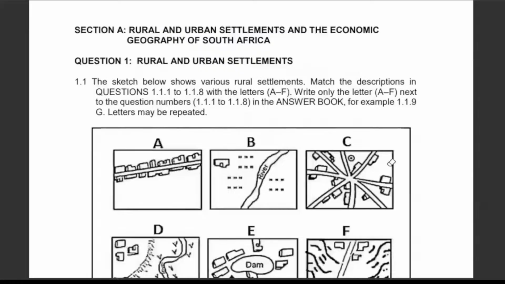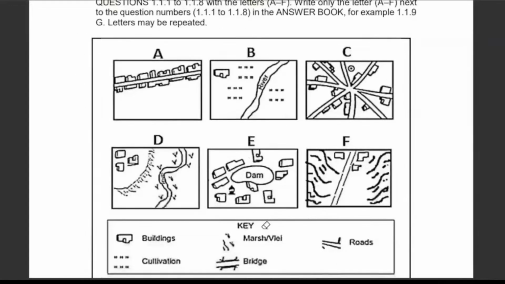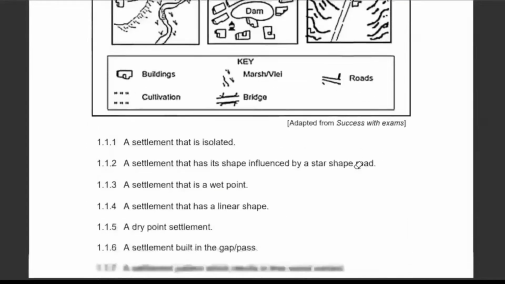Right, so our first question on rural and urban settlements is: the sketch below shows various rural settlements. Match the descriptions in question 1.11 to 1.18 with letters A to F. So we are going to look at these settlements here and try to match them with the given set of questions which correspond to the given settlement situation, from A, B, C, D, E, up to F. Right, so we're going to start with our first question.